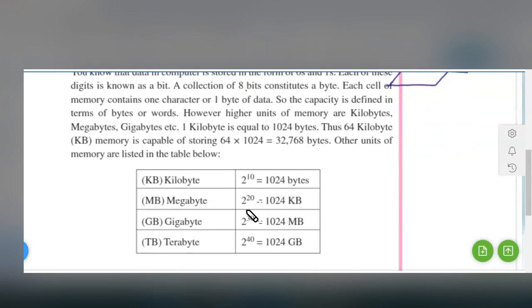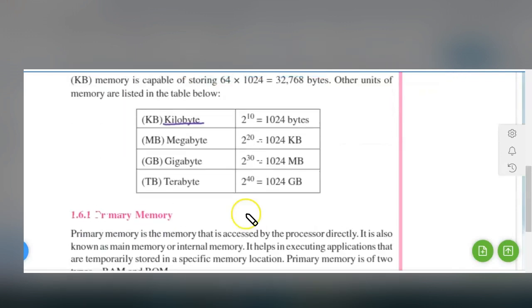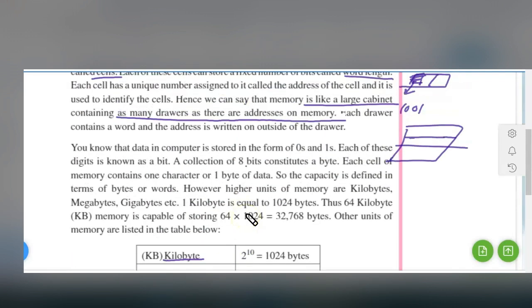We also have different units for measuring. Before that, we have to know what a bit and a byte are. Data in a computer is stored in the form of zeros and ones, the binary language. Each digit is known as a bit, and a collection of 8 bits makes a byte. That is very important: bits make a byte. Each cell of the memory contains one character or one byte of data.